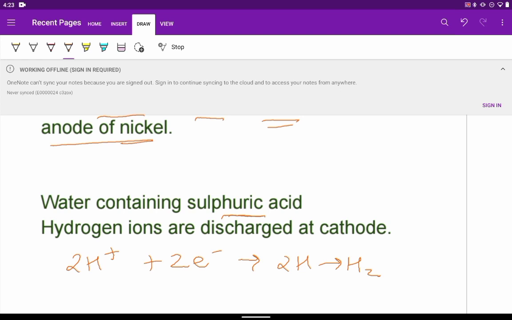From sulfuric acid, H2SO4, we have sulfate negative ions and H+ ions here also. So this will liberate SO4 2- and H+ ions. Now H+ ions are cations, they will go to the cathode. Water also will produce H+ and OH-, so H+ is common for both. Those hydrogen ions will be discharged at the cathode. They accept electrons and get converted to hydrogen gas, which is liberated at the cathode.